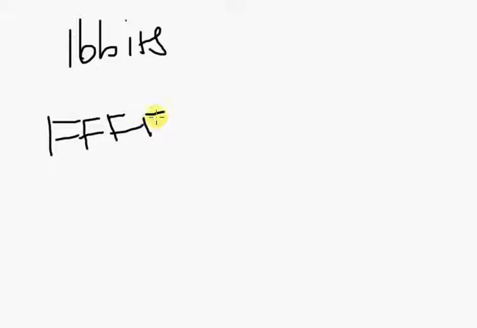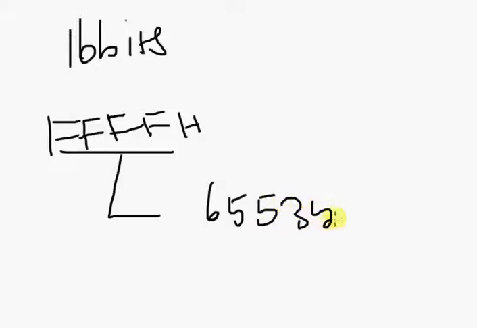The logic is something like this. The input is 16 bits. As an example, the full scale value of 16 bits is FFFFH. You have to convert it into 65535 in decimal. This 65535 is nothing but 6 times 10,000, 5 times 1000, 5 times 100, 3 times 10, and 5 times 1.